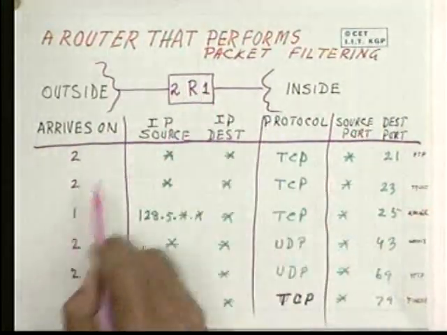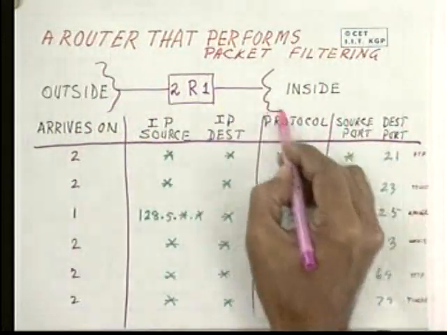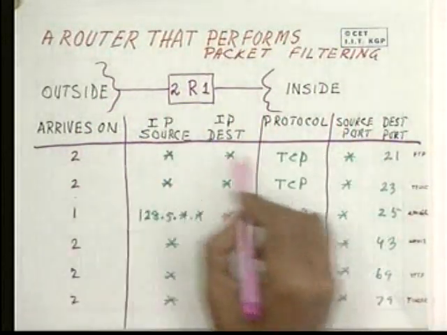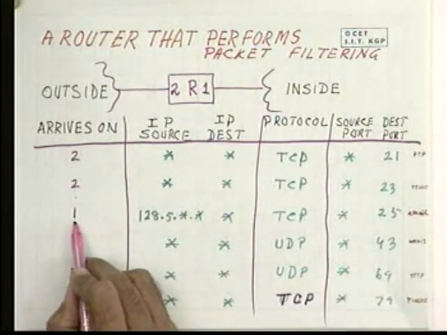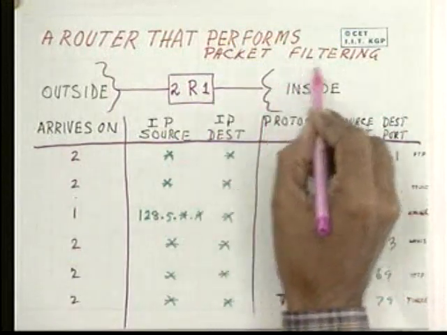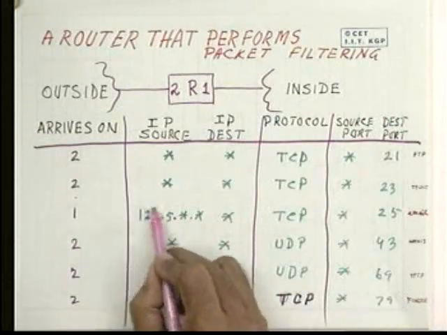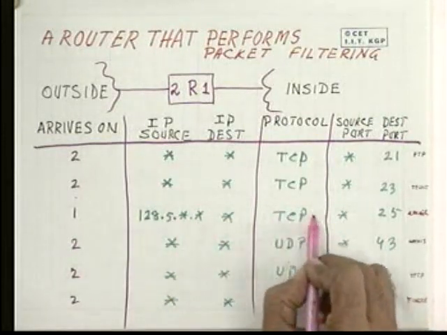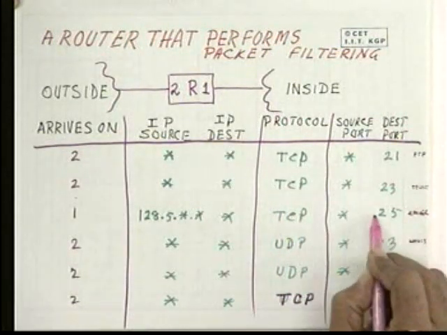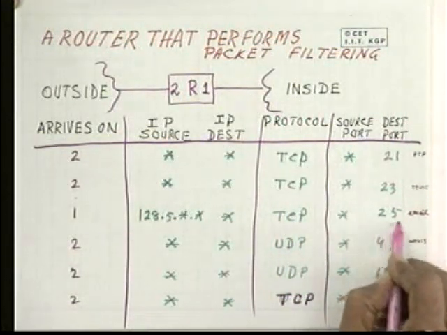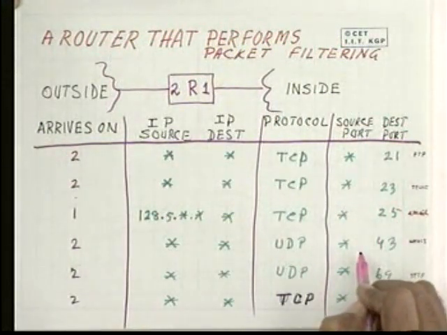The router has two ports. Port 2 is connected to the outside, and port 1 is connected to the inside of the network. Using this table, the filtering is done. As you can see, port number 1, which is connected to the inside, has the IP source given, and the protocol being used is TCP. Destination port number 25 is essentially for email. As you know, this is well-known port number 25.